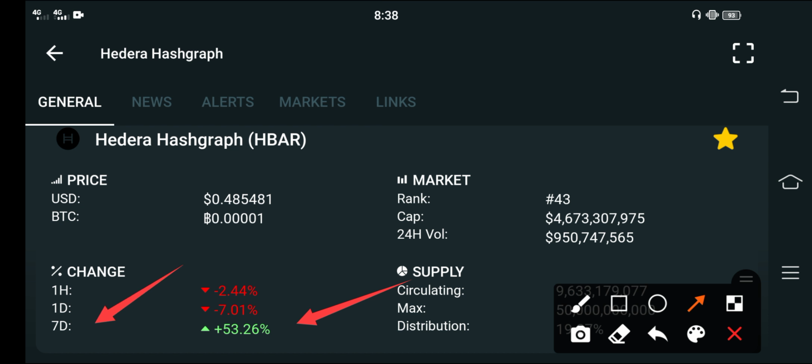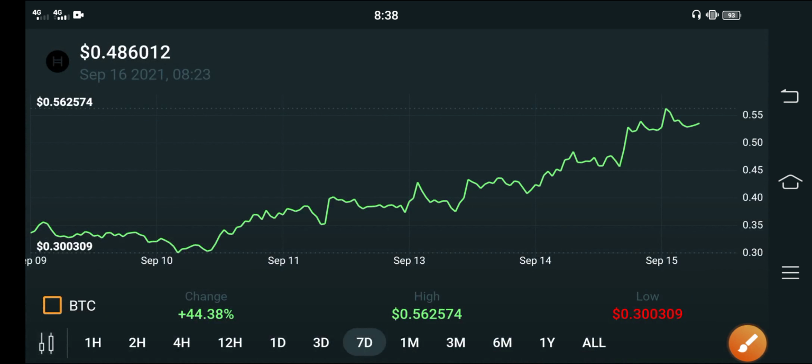absolutely, the last 1 week change is still positive 53%. Oh my god, that's a high percentage, guys. 53% the price of Hedera Hashgraph is positive in the last 7 days, guys. Let me show you the price chart.